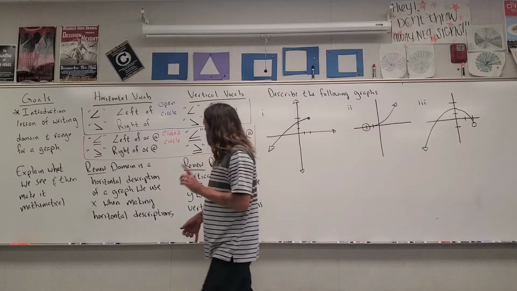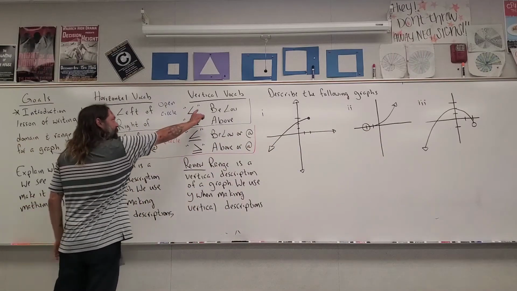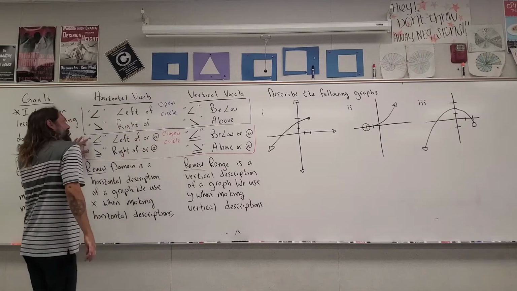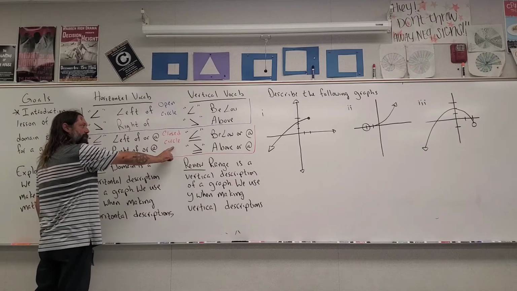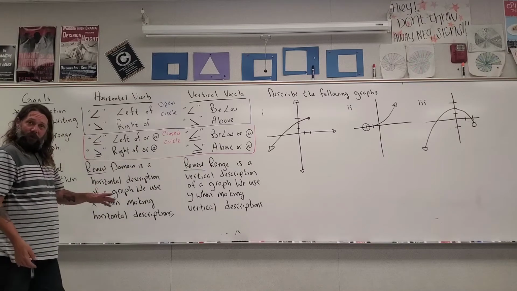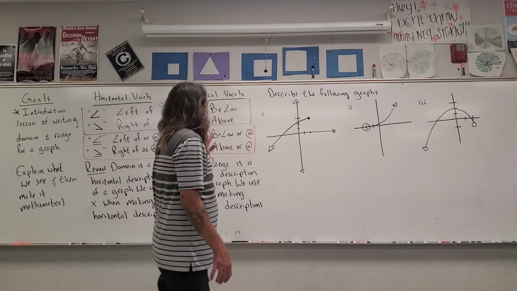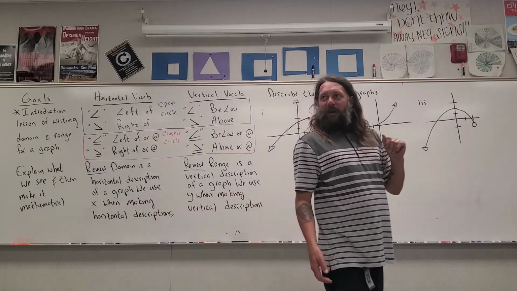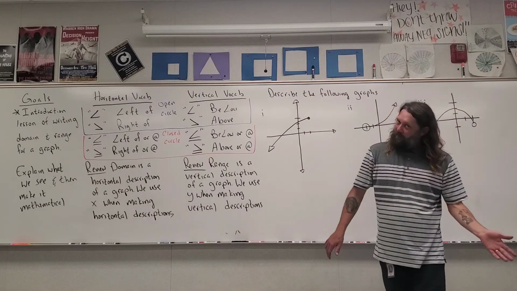Now I want to talk about one more thing. These symbols for horizontal and these symbols for vertical, those are represented by an open circle. These symbols for horizontal and these symbols for vertical, those are represented by a closed circle. All right, so what we're going to do is describe what we see using words, and then we're going to make it more mathematical. And hopefully this helps us succeed at writing domain and ranges for graphs.